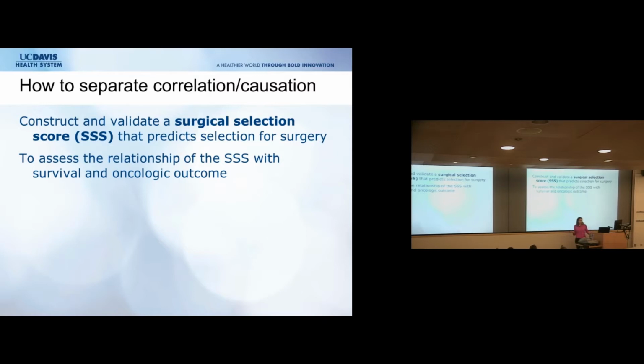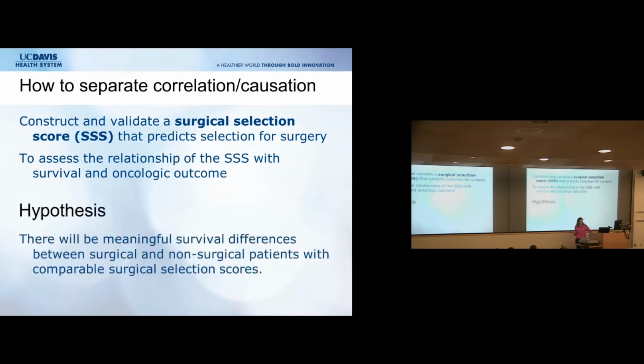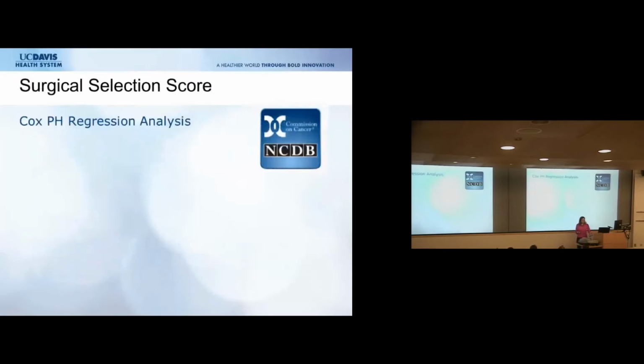So once we have that score, we're going to take the score and assess its relationship to survival and other oncologic outcomes. And we think that we'll see meaningful differences in survival between surgical and non-surgical patients who have similar selection scores. Okay, so maybe some of the patients who ended up in the chemoradiation group would have a good surgical selection score, and maybe, you know, we could hypothesize that their survival would have been impacted differently had they had surgery. So how are we going to do this?